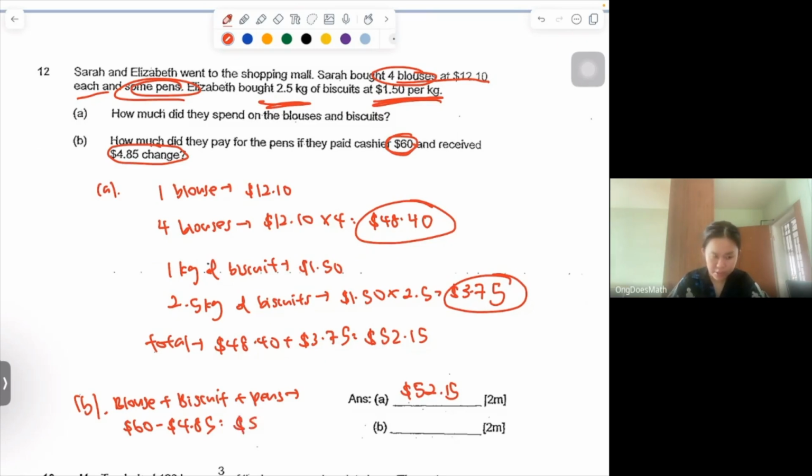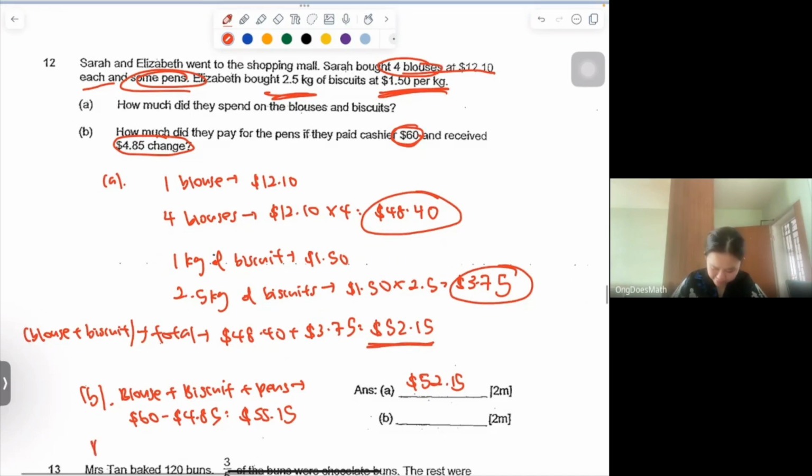So in total, they paid $55.15. And the blouses and biscuits, which we found out just now, cost you $52.15, which means that the pants they bought actually just cost you the total minus the cost of the blouses and the biscuits. So that will be $55.15 minus $52.15. And hence the pants cost you $3.